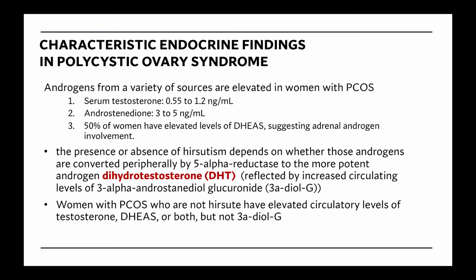Androgens from a variety of sources are also elevated in women with PCOS, and this includes testosterone, androstenedione, and DHEAS. The presence or absence of hirsutism depends on whether these androgens are converted peripherally by the 5-alpha reductase enzyme to the more potent form of androgen, which is dihydrotestosterone. The level of dihydrotestosterone is reflected by increased circulating levels of 3-alpha androstanediol glucuronide. Women with PCOS who are not hirsute have elevated circulating levels of testosterone, DHEAS, or both, but not 3-alpha diol G.